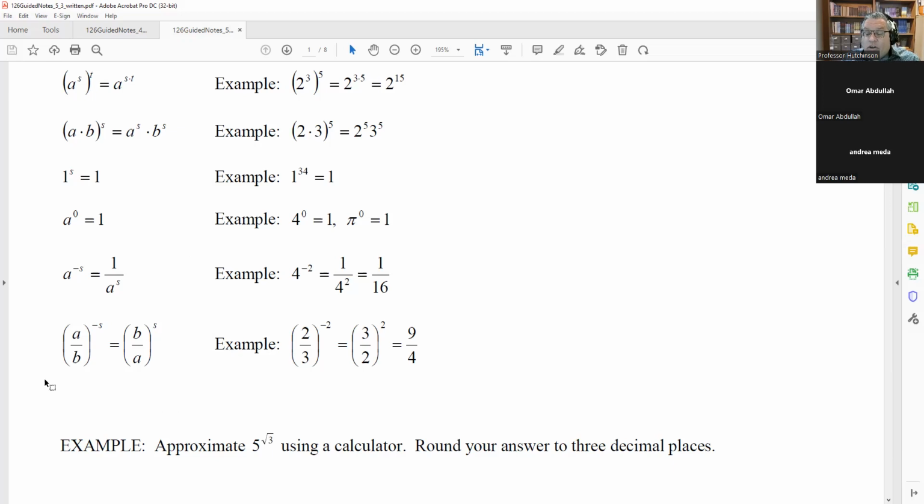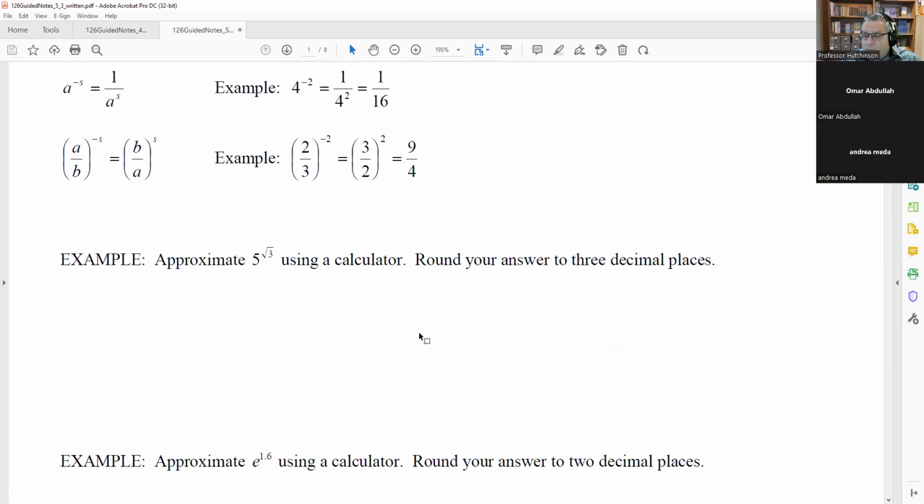The last one is if you have a fraction raised to a negative number, you can flip the fraction and make the other number positive. So 2/3, if you flip that, becomes 3/2. That gives you a positive on the outside. Then you can square the top and square the bottom, and you get 9/4 for that.